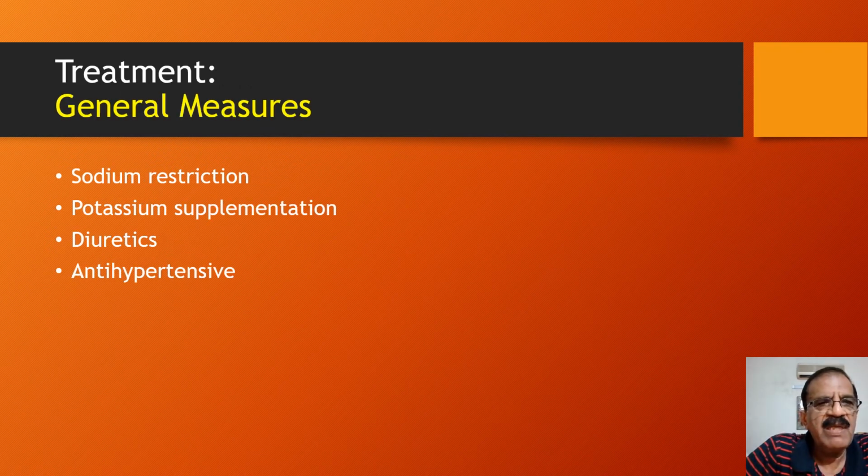Treatment, some general measures. We first of all ask a patient to restrict sodium intake. That will correct hypertension, that will correct hypernatremia to some extent, because these patients have hypokalemia, so we ask them to take some potassium supplement in the form of tablets or in the form of juices. Diuretic may be prescribed to get rid of this hypernatremia and excess body water, and antihypertensives may be indicated. But main treatment would be to identify the diagnosis and correct it.